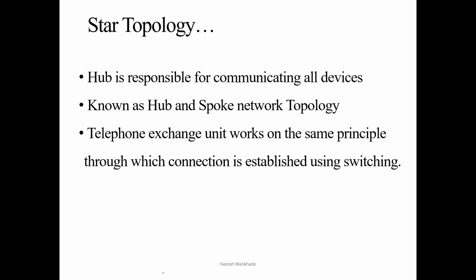And a popular example of this star topology is the telephone system. In a telephone system, the telephone exchange unit works on the same principle, through which a connection is established using switching. Means in the case of a telephone, there is a telephone exchange office, known as MTSO. Means if one user wants to communicate with another user, then this user will send data to the telephone exchange office. In the case of a mobile phone, it is known as the mobile telephone switching office, and that exchange office will communicate with another person, that is the receiver. Means when this sender wants to communicate with a receiver, communication is made through this telephone exchange unit.